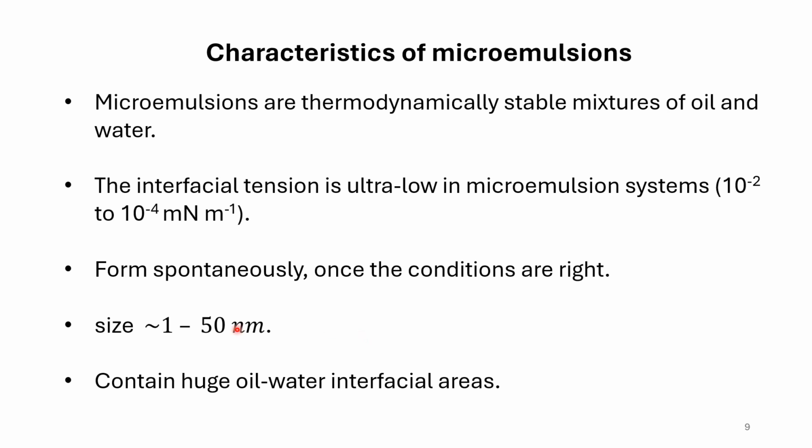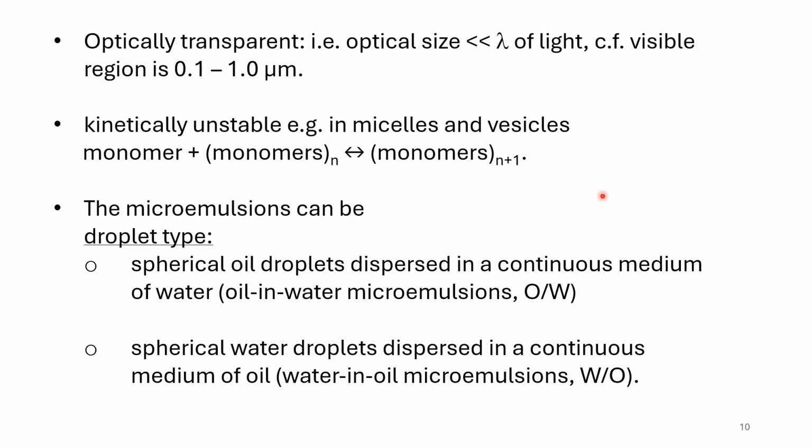The size of the microemulsions is in between 1 to 50 nanometer, and it contains a very large oil and water interface area. The delta A is a very large value. The appearance of the microemulsions is transparent due to the very small size, and they are kinetically unstable.